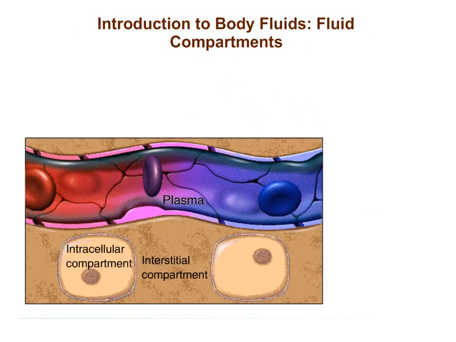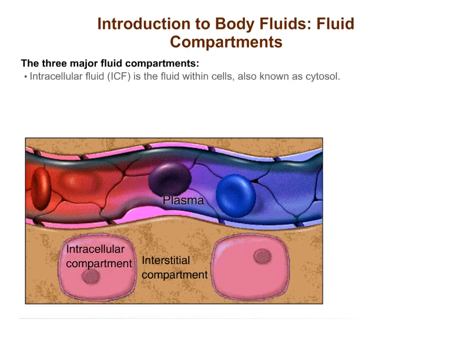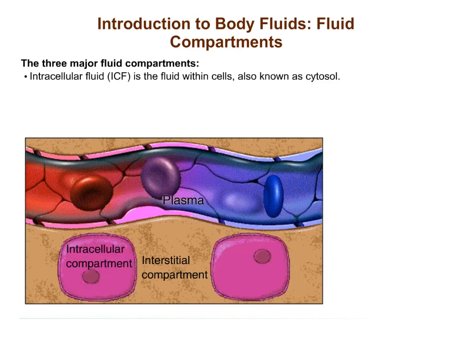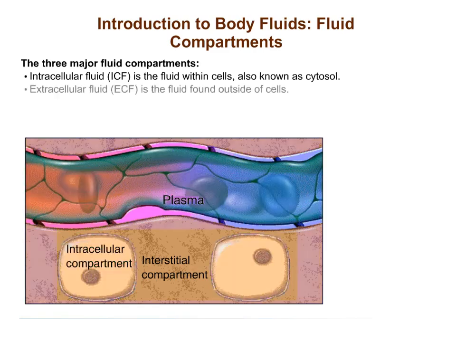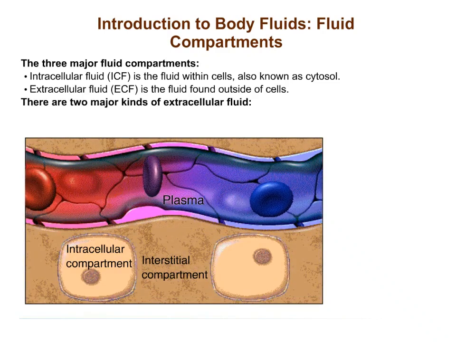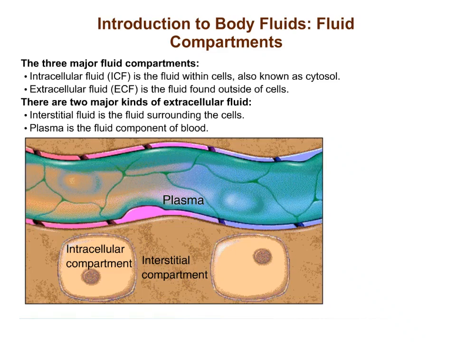Water, along with its dissolved solutes, occupies three main compartments within the body. Intracellular fluid is the fluid within cells. It is also known as cytosol. Extracellular fluid is the fluid found outside of cells. There are two major kinds of extracellular fluid. Interstitial fluid is the fluid surrounding the cells. Plasma is the fluid component of the blood.